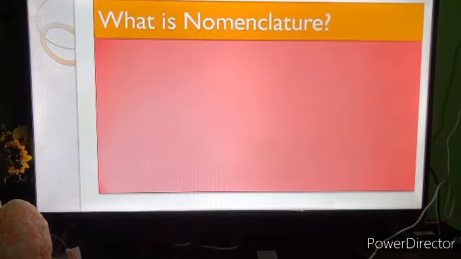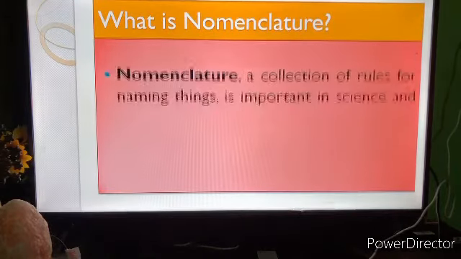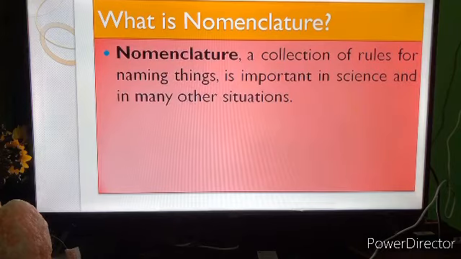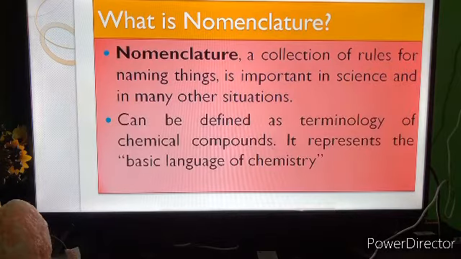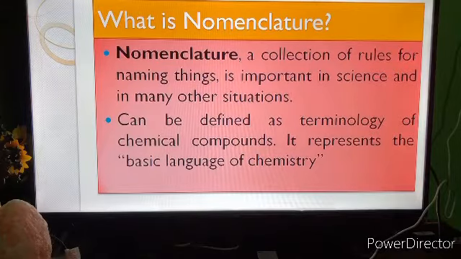Now, what is nomenclature? Nomenclature is a collection of rules for naming things, and is important in science and in many other situations. It can be defined as the terminology of chemical compounds. It represents the basic language of chemistry. So here in chemistry, I am talking about chemical nomenclature in terms of the rules and procedures in naming compounds and writing chemical formula.